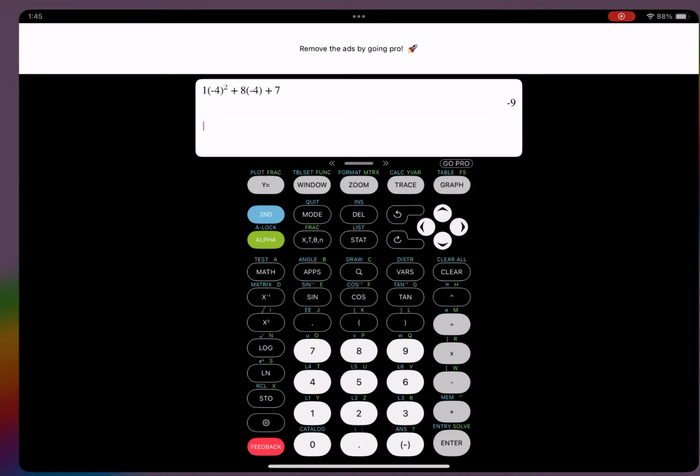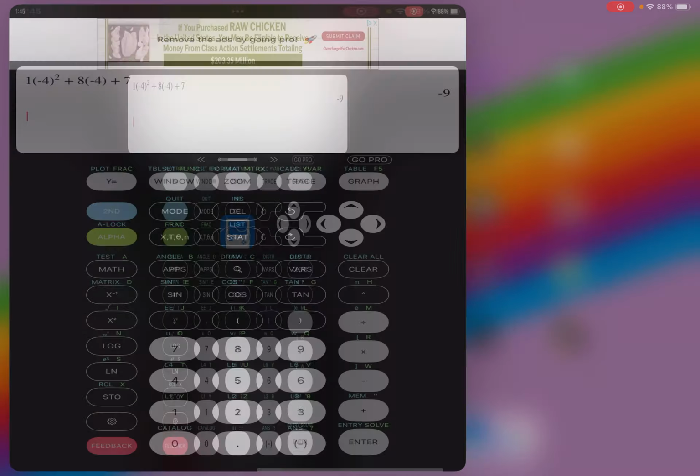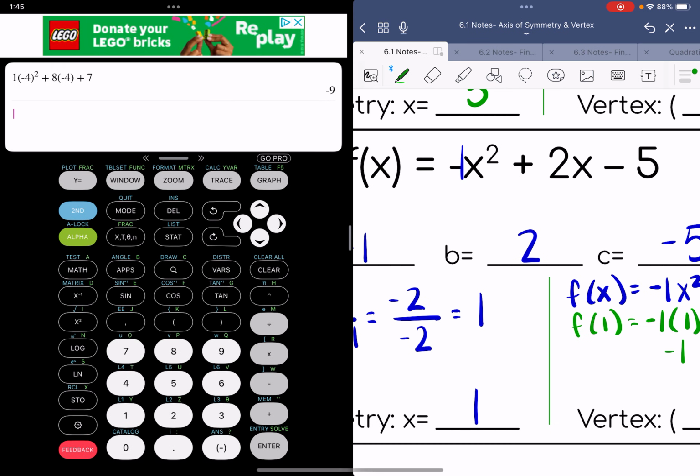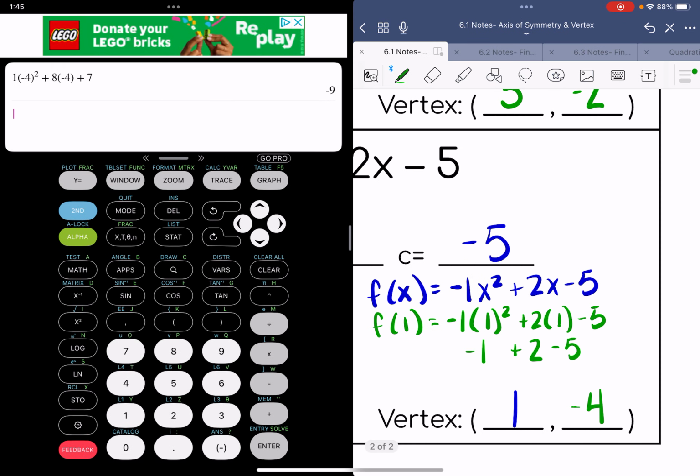Once again, we didn't do it on the last one, let's go do it on this one real quick. We could throw this in a calculator. Let's split view. Bring back our problem right here. So we are plugging in negative 1 times 1 squared plus 2 times 1 minus 5. Double check, we get negative 4.